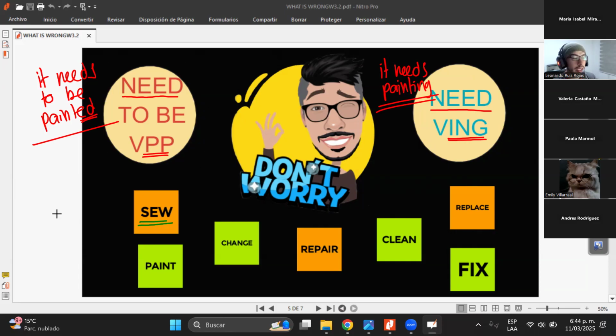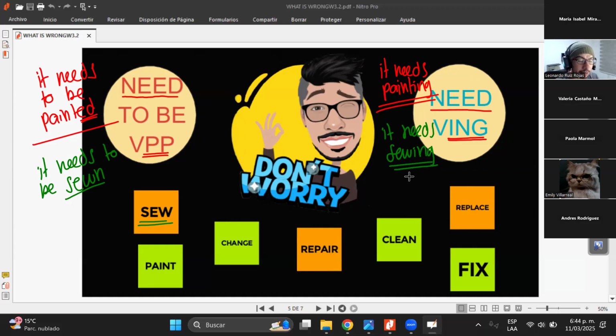Right? So for example, I can say that it needs to be sewn, which is cosido, right? Or it needs sewing, es decir, necesita costura, right? It's exactly the same idea. I am just using here the nouns, using the sustantivo, and here I'm using the verb in past participle as an adjective, en forma de adjetivo. That's the difference. Okay, ready?